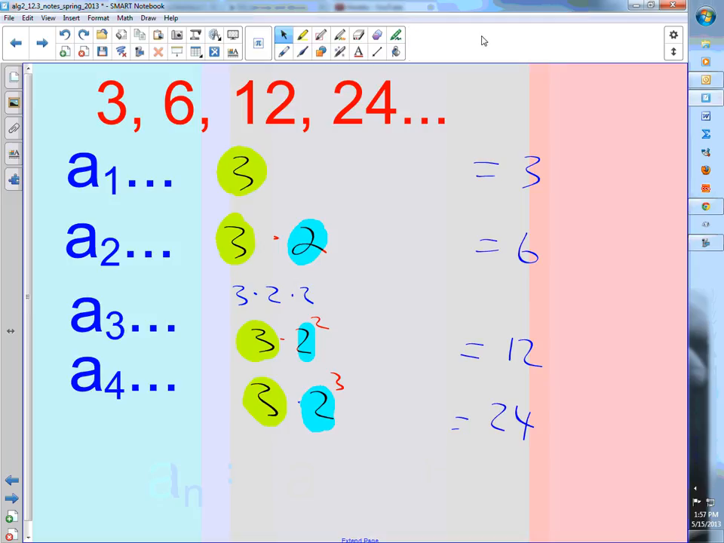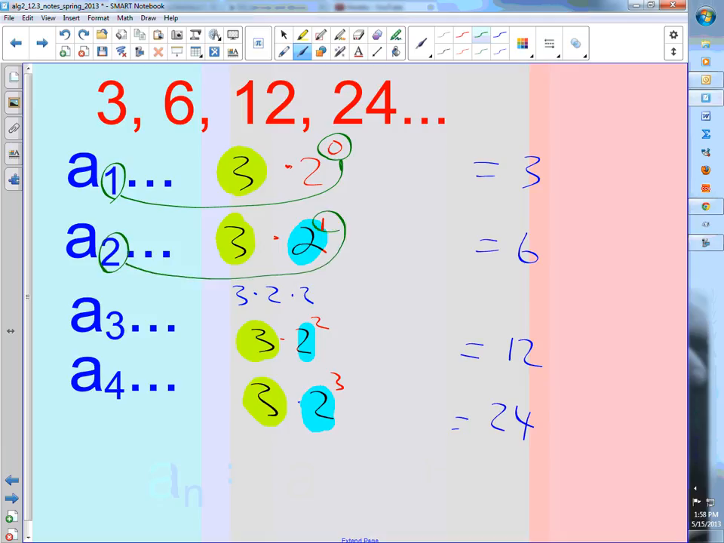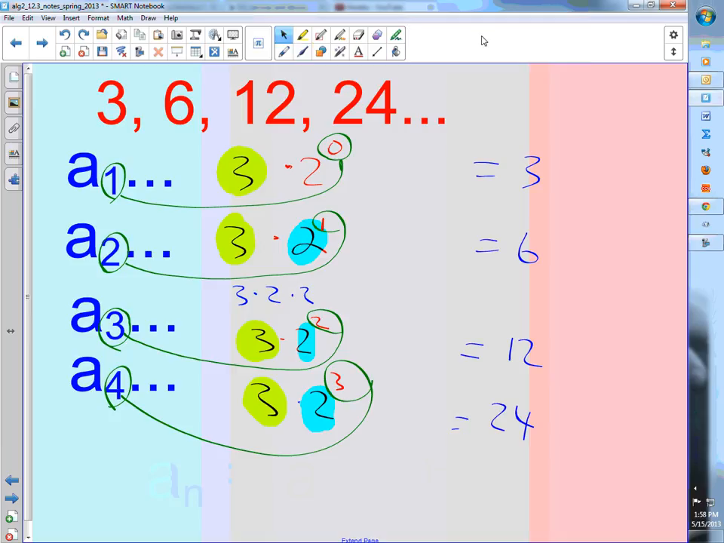Now, the big deal is then we need to recognize this is 2 to the 0, this is 2 to the 1, 2 to the second, 2 to the third, and what you want to figure out is, how does this power relate to the position? How does the power in the position relate? Dorothy? It's 1 less than the position. So each of these powers is 1 less than the position that we're talking about.